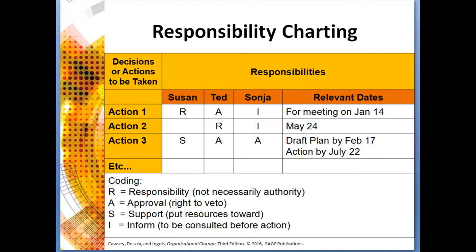Here's an example of responsibility charting. So we have an action, right? Somewhere we've got to spell this action out. We can't just say action 1, we've got to spell it out, right? Who's responsible for it? Who's going to approve it? Who they're going to tell. This approval and inform are less important than the responsibility.